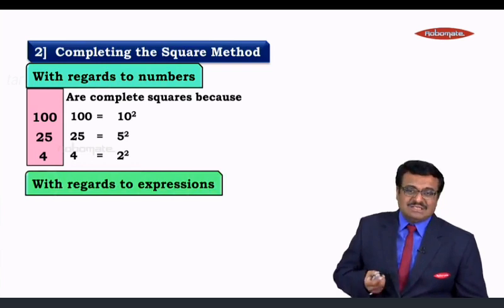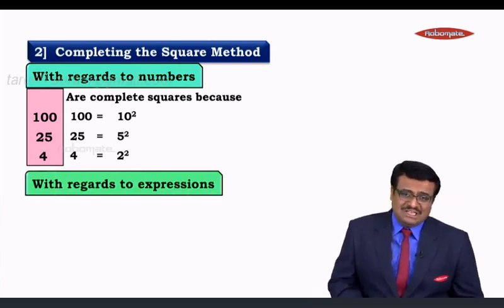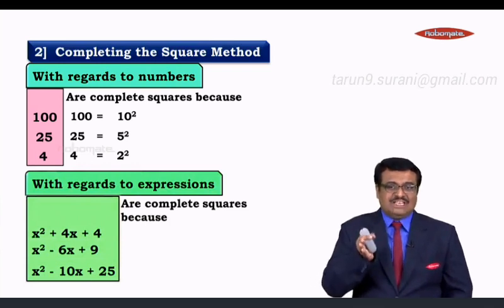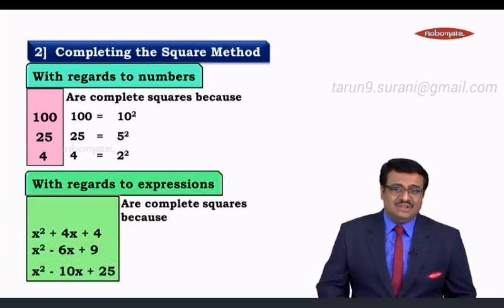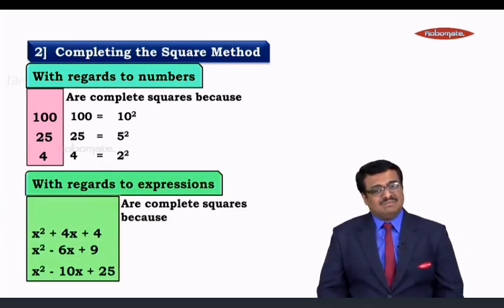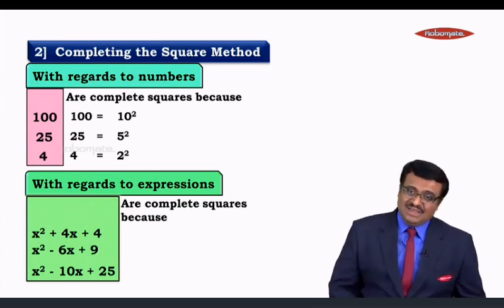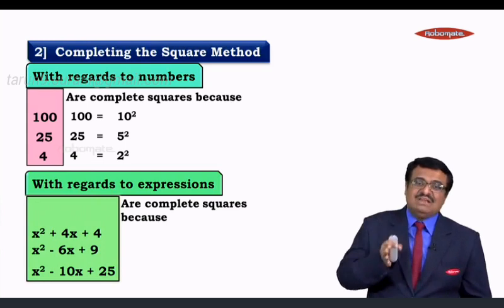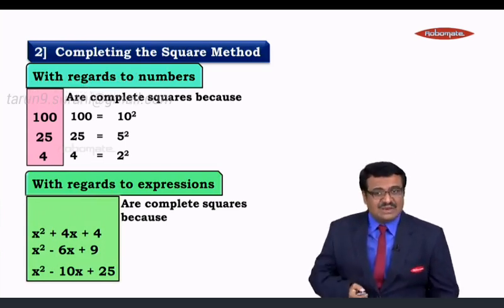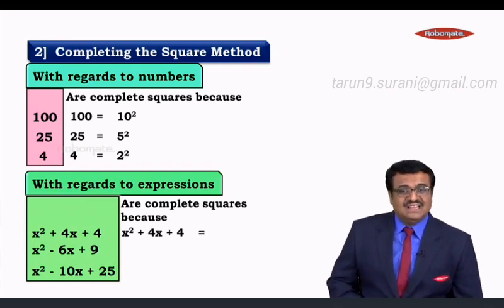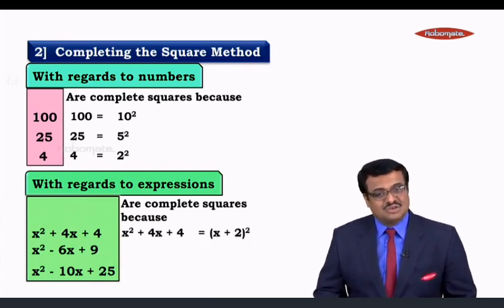Now with regards to expressions, what are complete squares? Let us understand. These expressions: x square plus 4x plus 4 is a complete square. x square minus 6x plus 9 is a complete square. x square minus 10x plus 25 is a complete square. You know why they are complete squares? Because the first one, x square plus 4x plus 4, is nothing but x plus 2 the whole square.